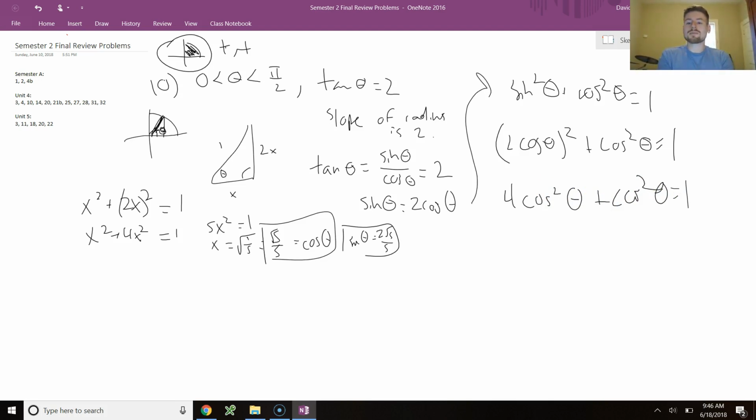We get the same equation. We get 5 cosine squared theta. We just write it as cosine theta instead of as x from the triangle we have over there. So this is going to solve exactly the same as this will. Okay? Alright, so that's how you find cosine and sine when you know tangent.